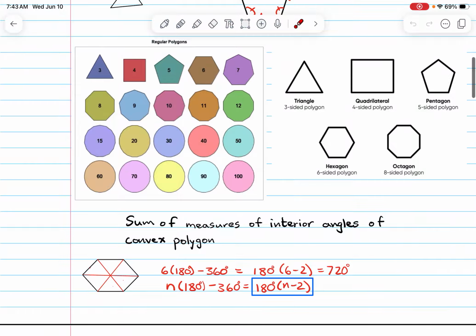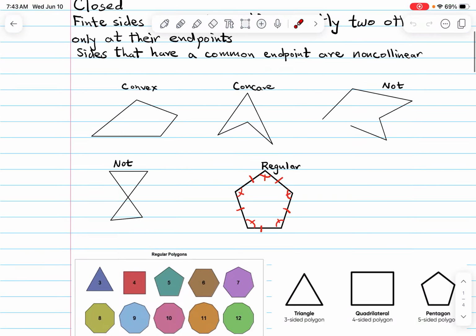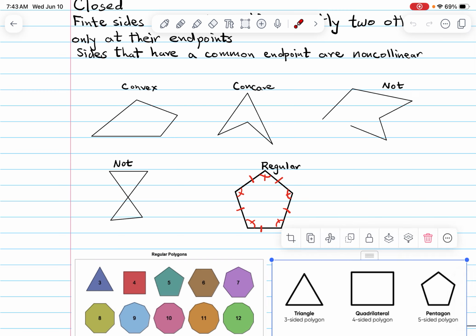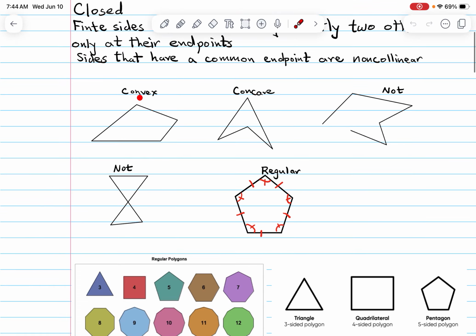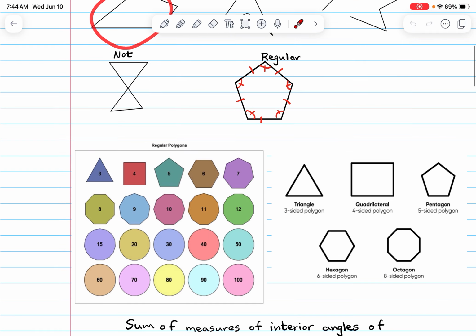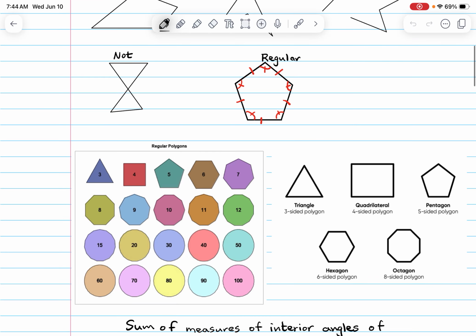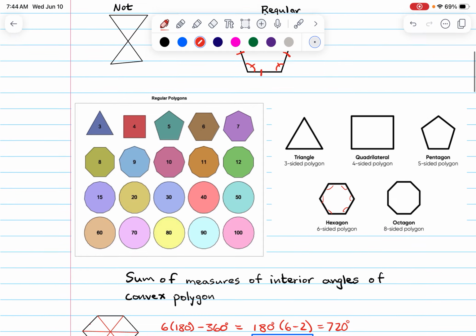Now, one of the things we're going to do is talk about the measures of the angles associated with a polygon. For example, let's look at these polygons down here. What we have are interior angles of these polygons. These interior angles right here are what we call interior angles. Now, we also have exterior angles, but we'll talk about that in just a second.